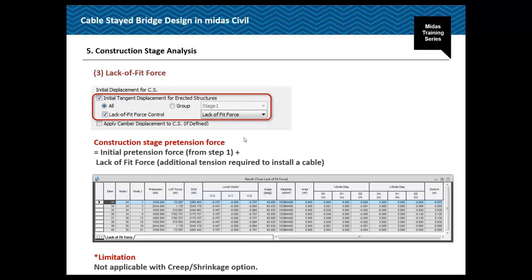Then what will be happening? After the construction stage analysis, program will apply the pretension force as a summation value of the initial cable pretension force and Lego fit force. The summation value will be applied in the analysis, and then this forward analysis will be performed. So let's check with the program for that.